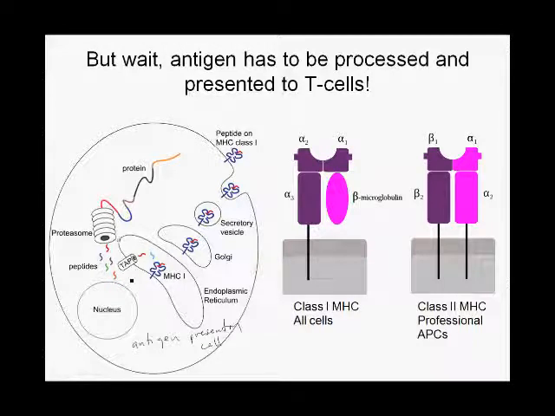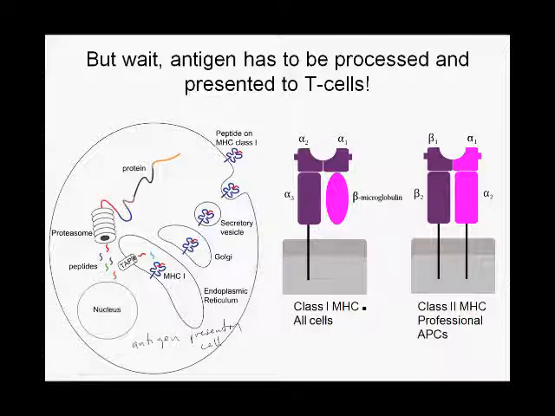And then these small bits are loaded onto MHC molecules. That's the major histocompatibility complex molecules. We'll just call them MHC molecules. MHC molecules are antigen presenting molecules. They bind random peptide fragments, and they present them on the surface of the cell for inspection by T cells.